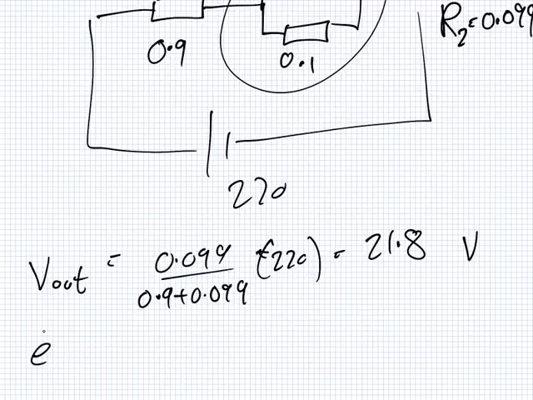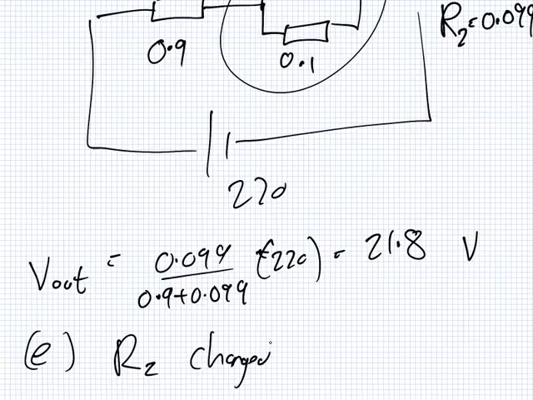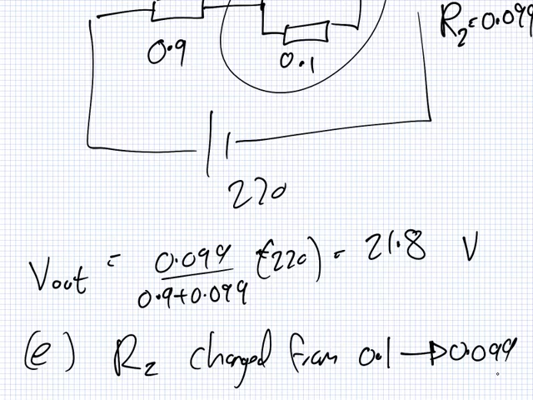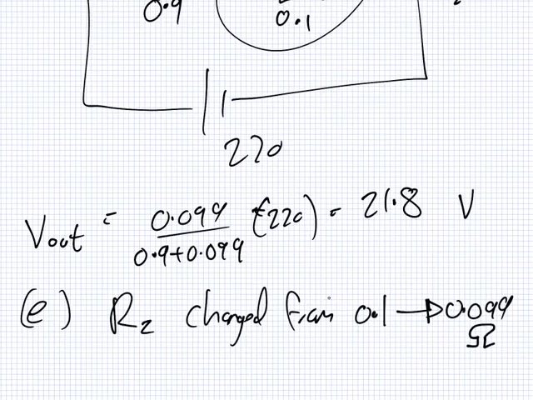The voltage in part B is not 22. Why? Well, it's because R2 changed. R2 changed from 0.1 to 0.099 ohms. Okay?